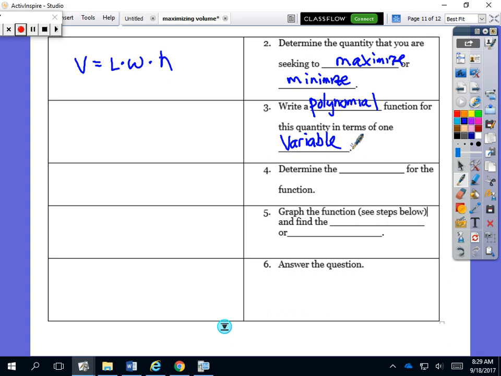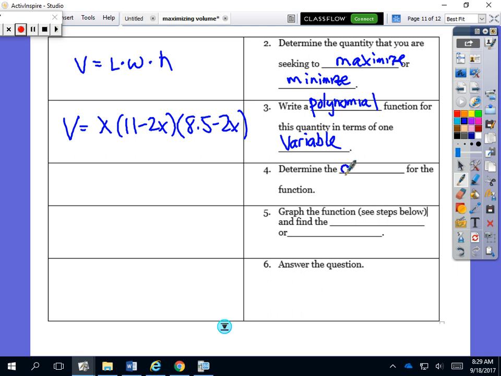Well, we only have one variable that we're working with here, so it's kind of making it easy on us. The only variable we're working with is the x, which is your height. So the volume is the height, which is x, times the length, which was 11 minus 2x, times the width, which was 8.5 minus 2x. And you don't have to multiply that out. You're going to just leave it like that.